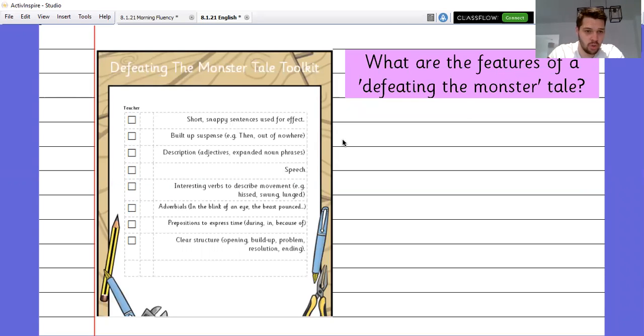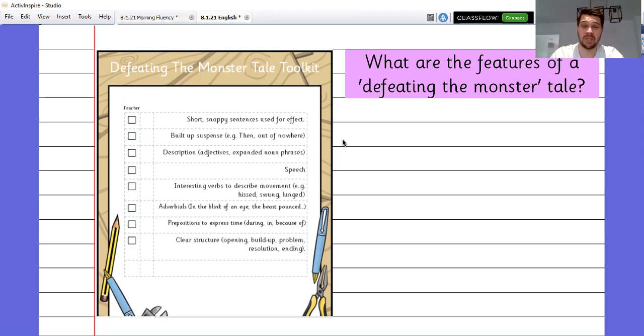We have short, snappy sentences used for effect. We have some sort of suspense. It's really important to captivate the reader, to draw them in, that we build suspense. Description with our adjectives and expanded noun phrases, that could be for the characters or for the setting. Speech, interesting verbs to describe the movement, definitely for the monster, how he moves, how he acts, if he talks. I'm saying he there, it could be anything, it could be he, she, it.